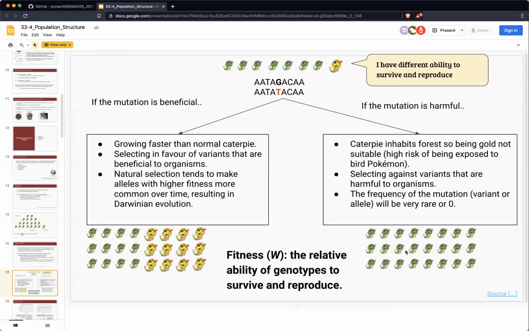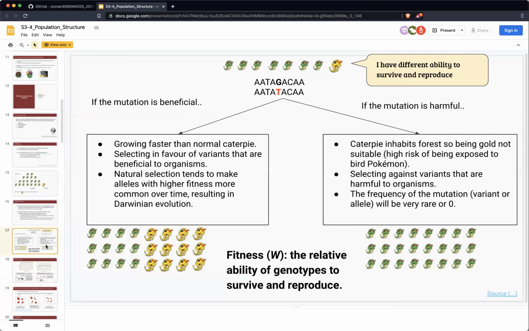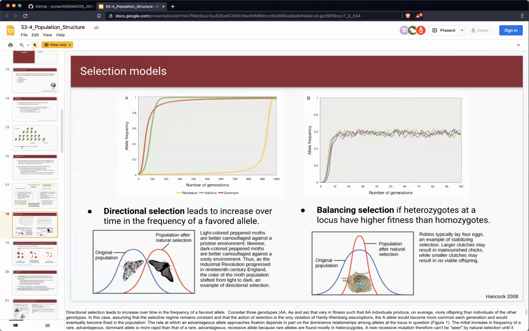And one of the measurements we use to represent that situation is fitness. Fitness is the relative ability of genotypes to survive and reproduce. So if you're looking at a certain trait, we can think about whether this trait is favored or unfavored in terms of survival in the population. Okay, so people think about many different selection models, but here I only put two things.